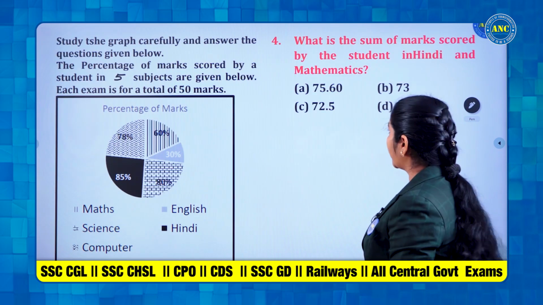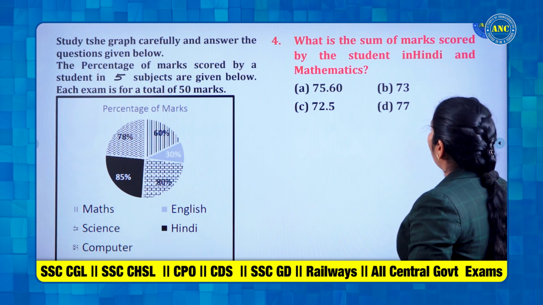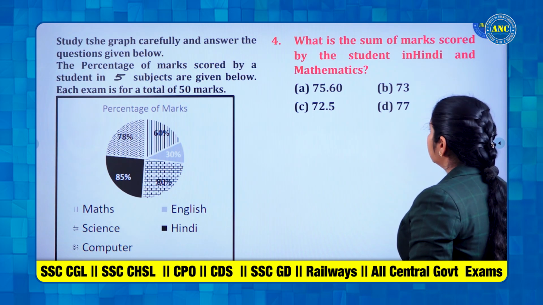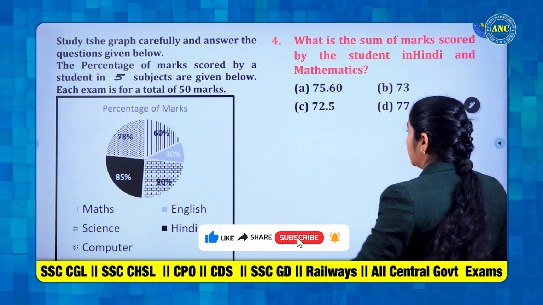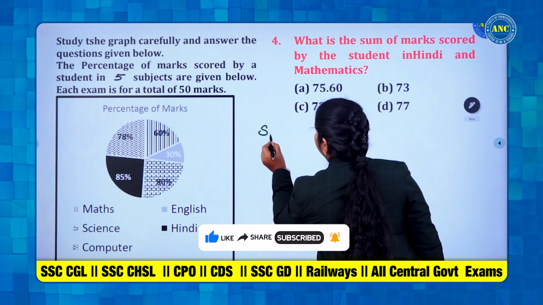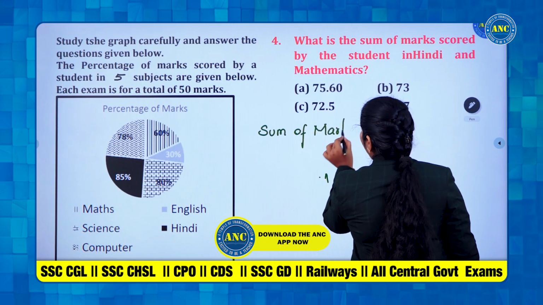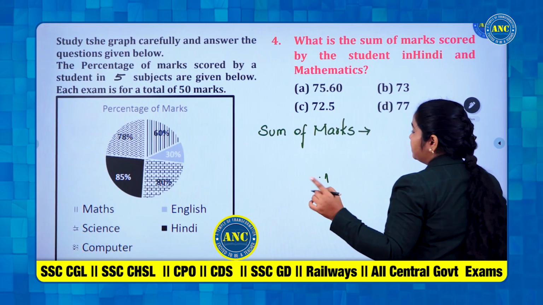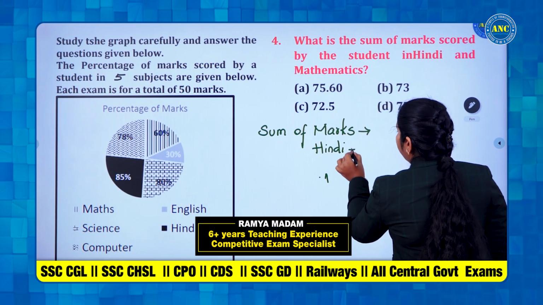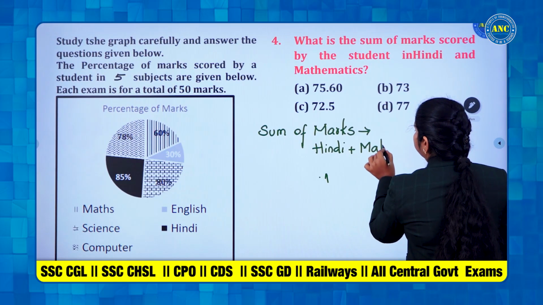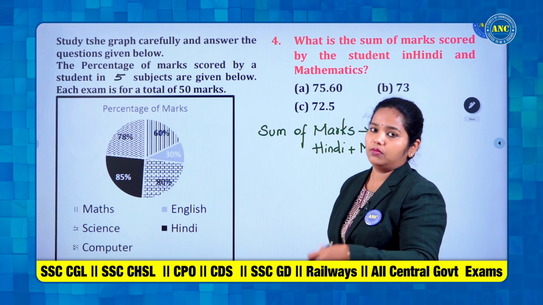Question number 4. See this. What does it say in the question? What is the sum of marks scored by the student in Hindi and mathematics? They are asking sum of marks, yes, scored by the student in which subjects? Hindi and mathematics, right? Okay, simple. Take Hindi value, marks value, that's all, no?